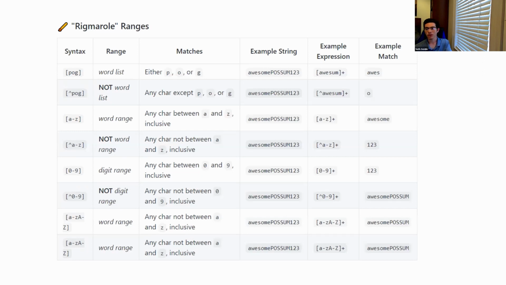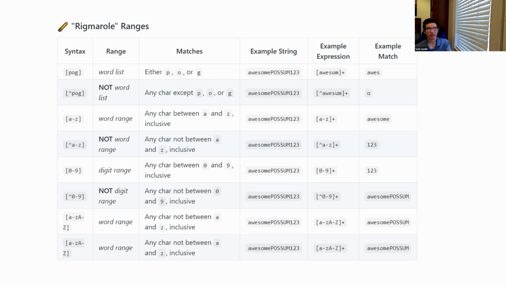Okay, the next one is even more useful than that, which is ranges. So let's say you have the string awesome possum 1 2 3, and you want to match parts of that. Well, there are many ways you can do this, but ranges are one of the better ones.